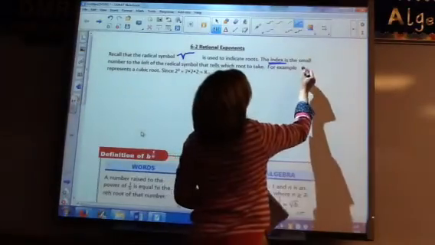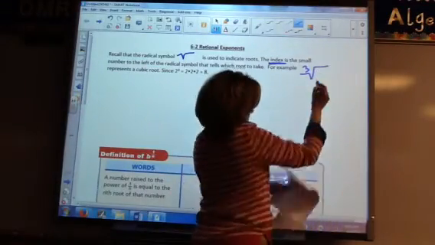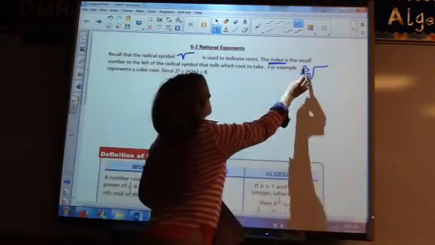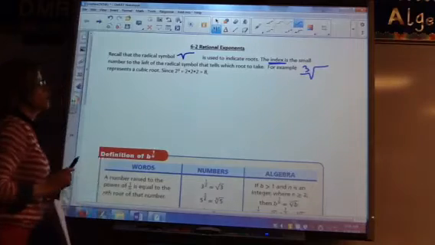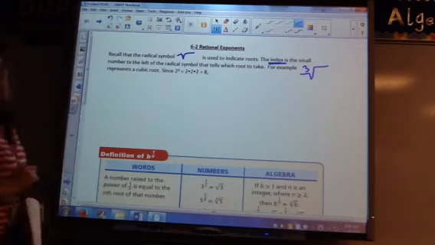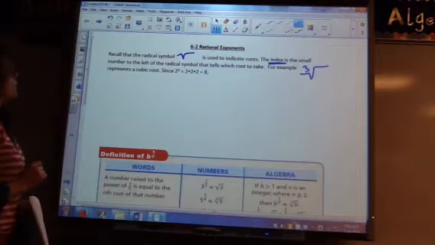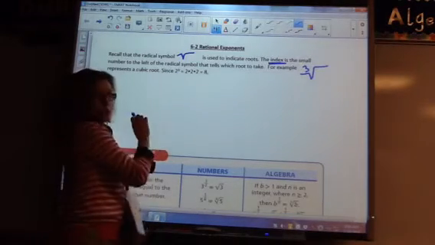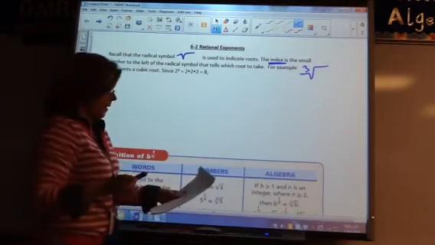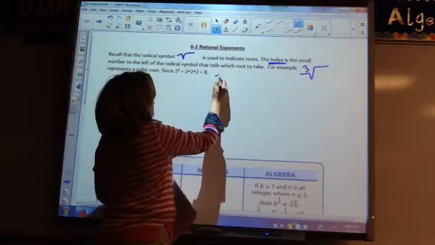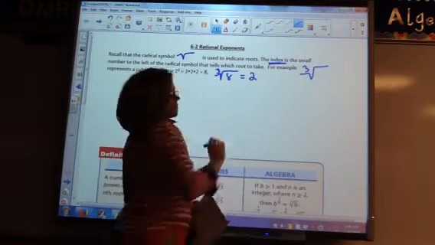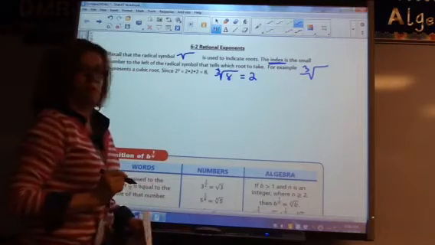For example, this 3 is the index, okay? And it tells you what root to take. That would be the cubic root of whatever number we put inside that radical sign, all right? So, since 2 cubed is 2 times 2 times 2, which is 8, the inverse of that would be the cubic root of 8 would equal 2. All right?